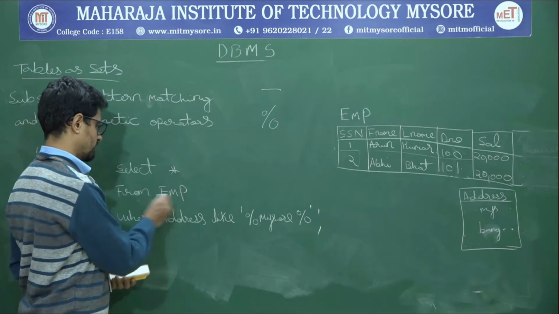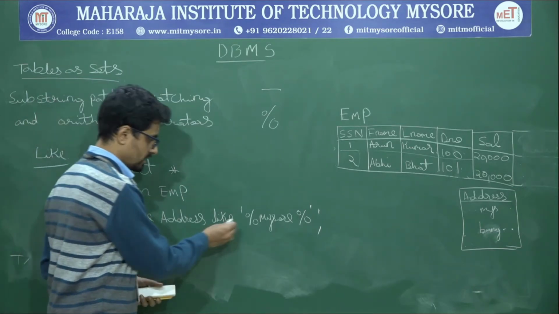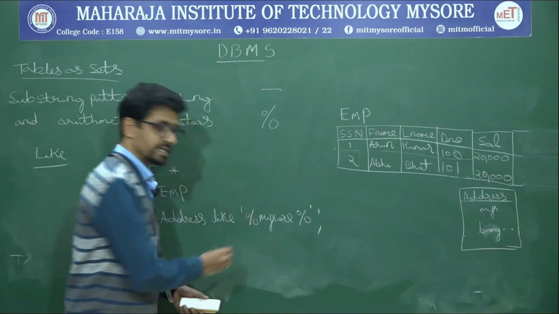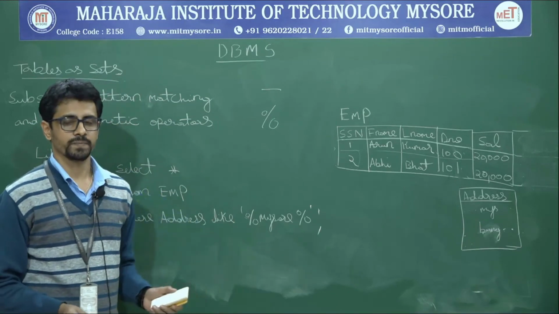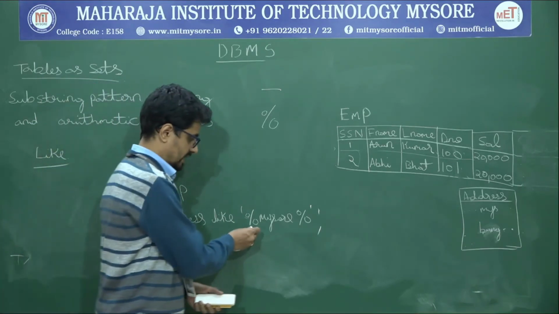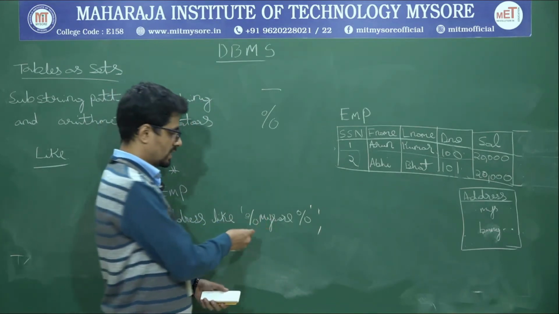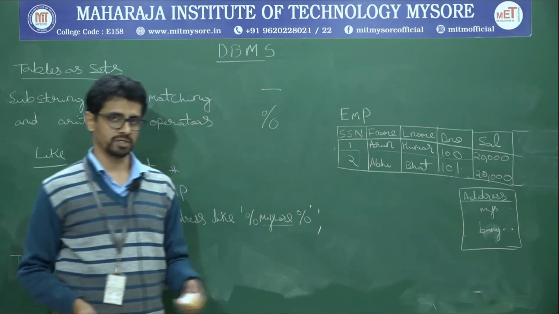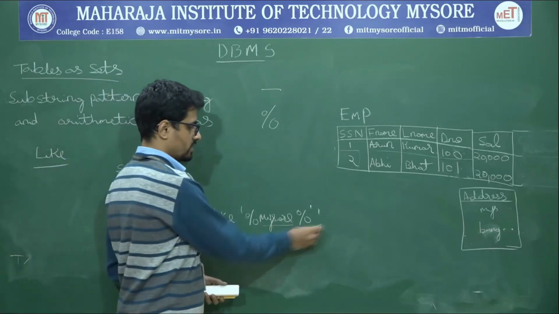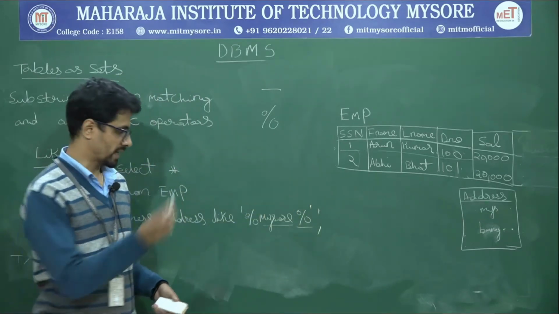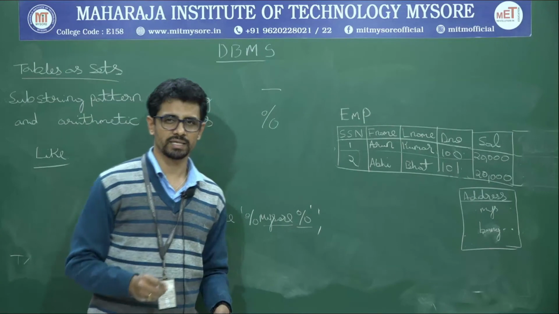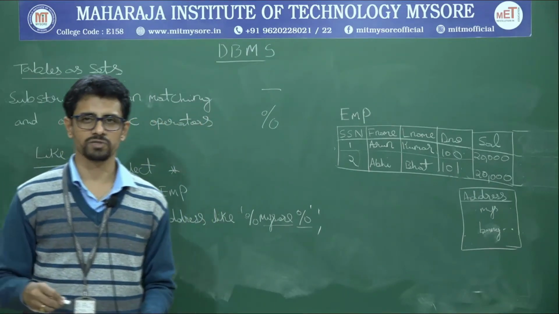So I can write select star from employee where address like, starting with this modulus, which indicates any character. It can start with any number of characters, letters, or words, but somewhere you find the word Mysore, followed by the pin code and some other details. So again the modulus indicates some more characters or words specified after Mysore.